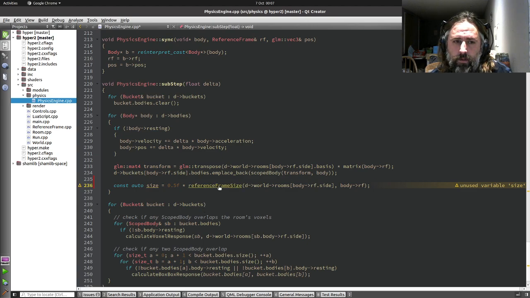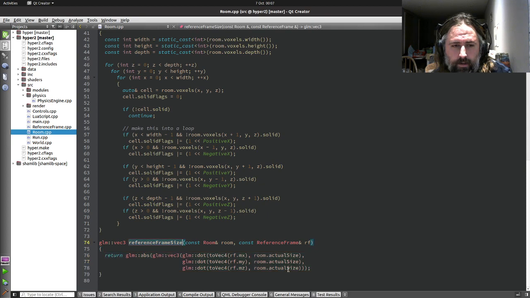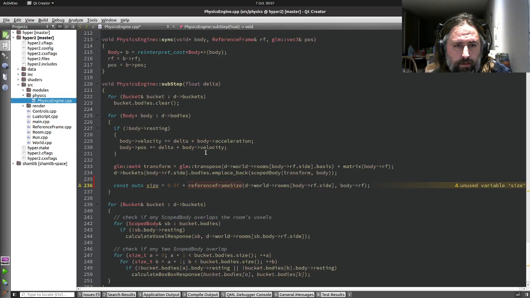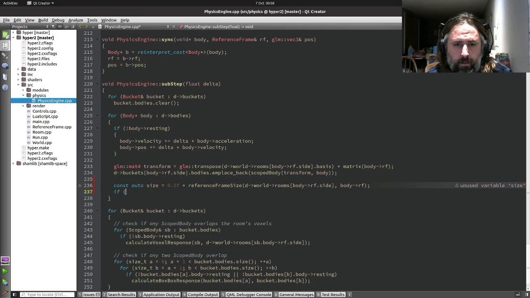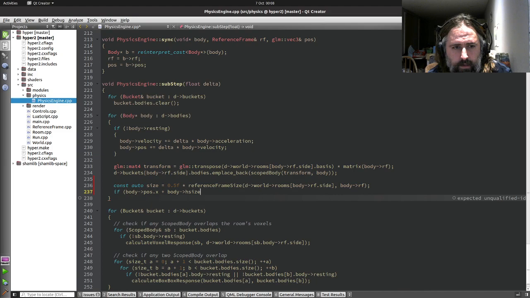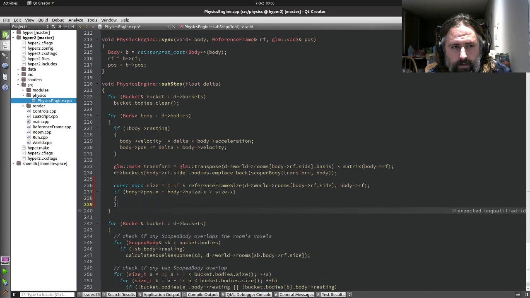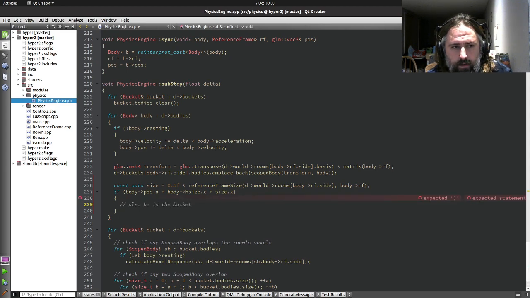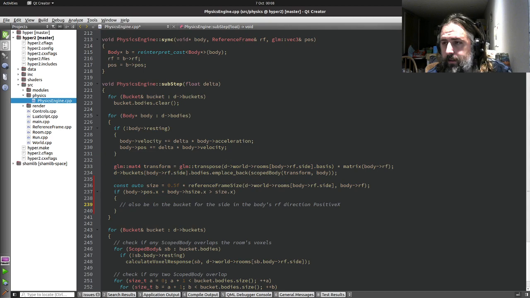Okay, this is a little bit tricky. We've got the reference frame size, which is a vec3, which has the room size in the reference frame of the actual body, and we divided that in half, so we know if, for example, body pos x plus body half size x is bigger than size x, then it should also be in the bucket for the side in the body's reference frame, direction positive x. Cool.